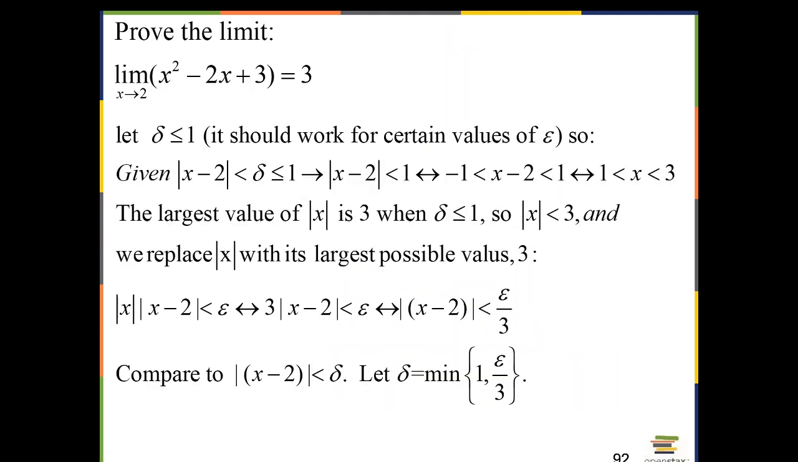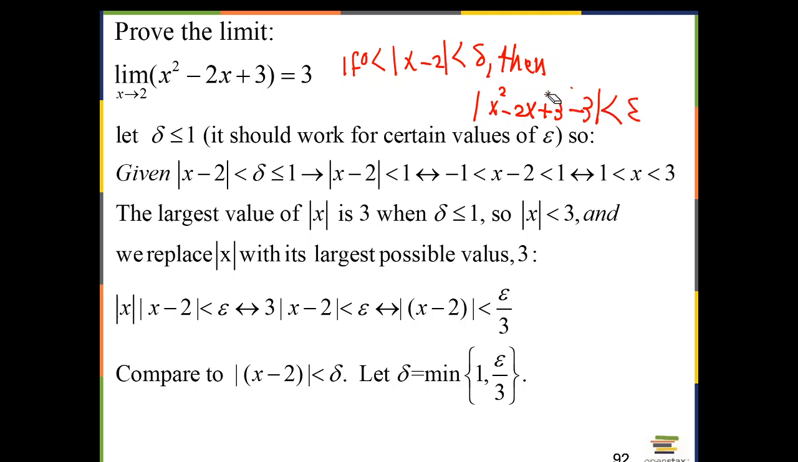Okay? All right. So here is another one. It says prove this limit. Okay, so we start with the same kind of idea. We say let delta be, well, here's the trick here. The problem with this is we have to write: if absolute value of x minus 2 is less than delta, then what? Then absolute value of x squared minus 2x plus 3 minus 3 is less than what?